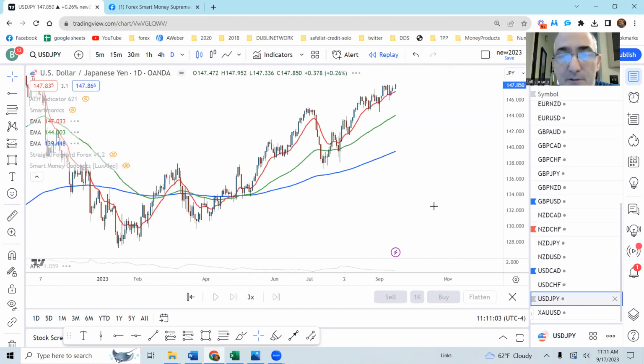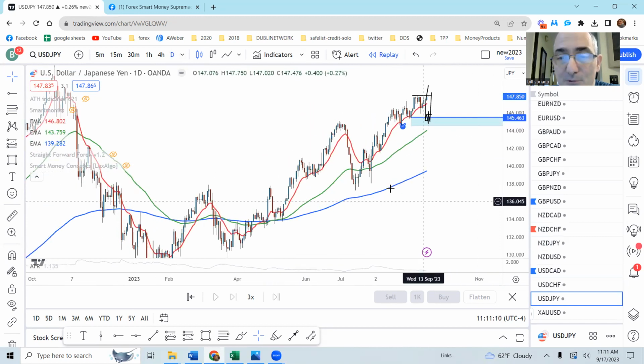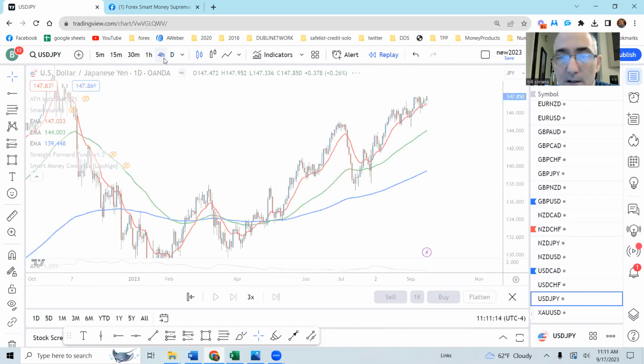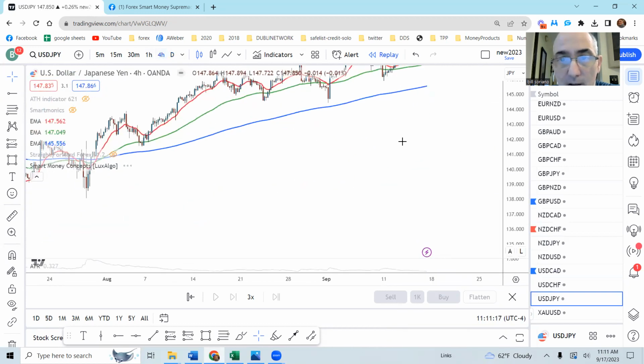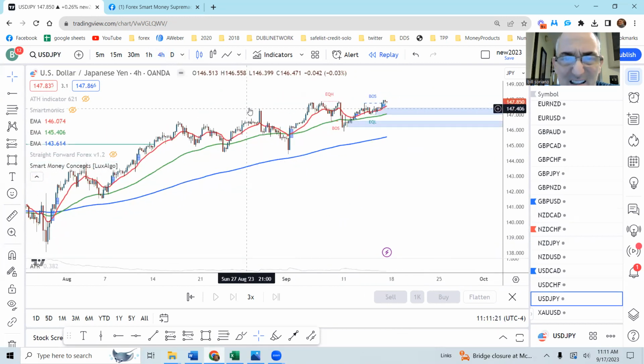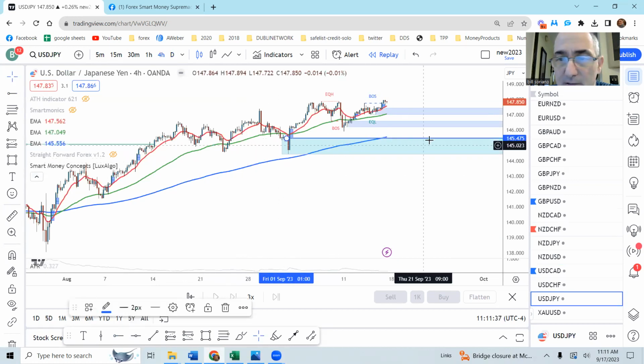And then the last pair is USD JPY on the daily chart. We've been bullish for a while here. I'm sorry, let me just remove these drawings here for you. So if we look here, this is where we're looking to trade from right here. We have this nice banker candle here. We have an engulfing candle after it. We have lots of imbalance. And so that's where our point of interest is at right there.